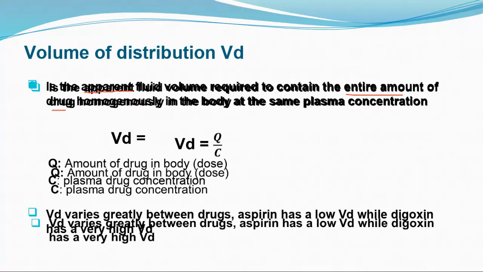Entire means the whole amount of the drug in the body, homogeneously, meaning evenly, in the body at the same plasma concentration, the same concentration present in the plasma. If we say the drug will be distributed evenly in the body at the same concentration as in the plasma, the volume of distribution equals Q, the amount of the drug in the body, the dose we took, divided by the plasma concentration.